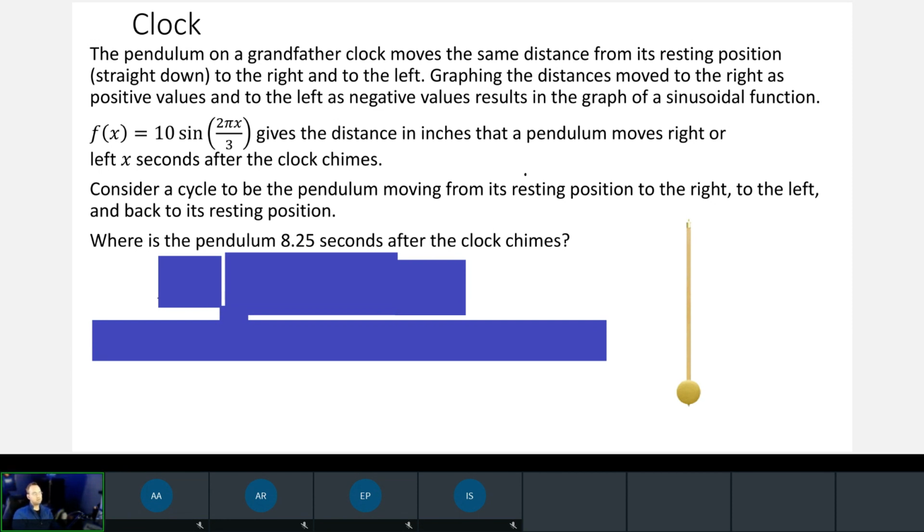All right, so what's the answer? In words. Again, the question says, where is the pendulum 8.25 seconds after the clock chimes? Remember, this is a word problem. I want an English answer. I don't want a coordinate. Tell me what that means in words, to somebody who's not in pre-calc and is asking you, hey, where's the pendulum at after 8.25 seconds? Where is it at?